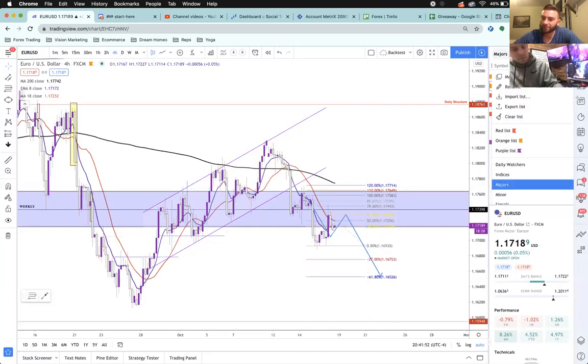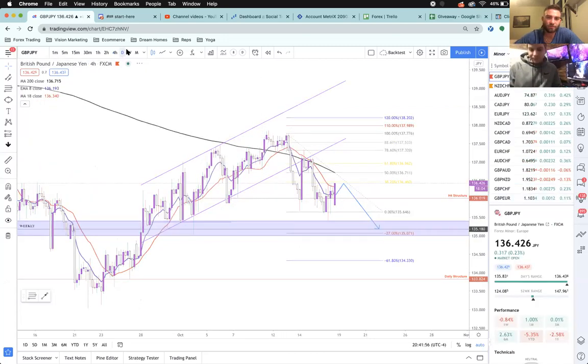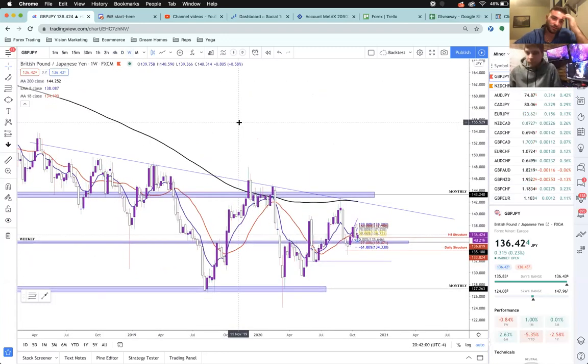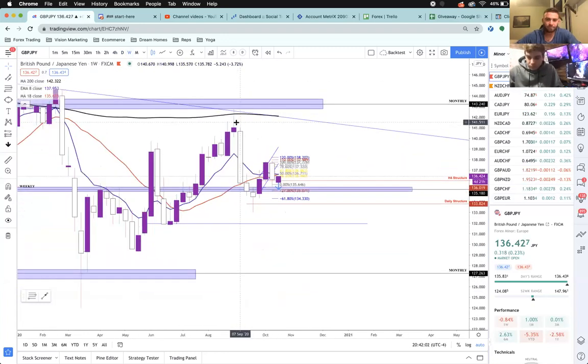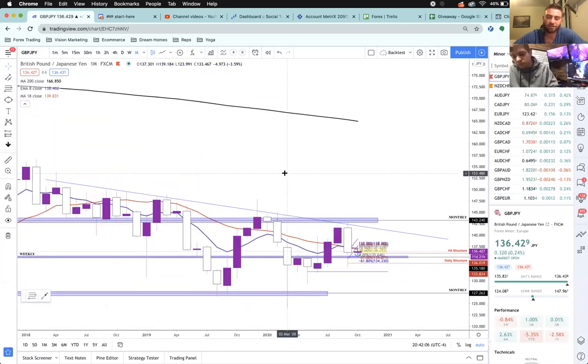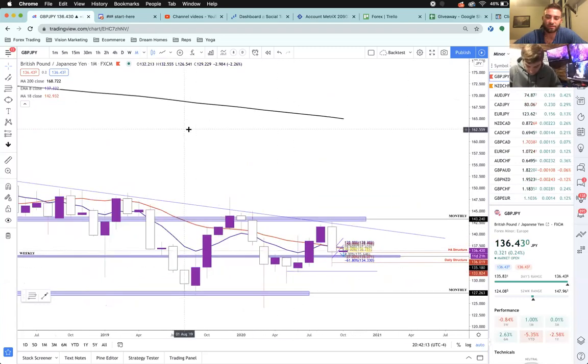So last but not least, I'm going to cover GJ. So I'm going to go over to GJ. We're going to come up to the weekly time frame. Actually, let's start all the way up at the monthly. Monthly time frame on GJ, overall very bearish. Last month, bearish engulfing candle right here with that wick. So important to see that.